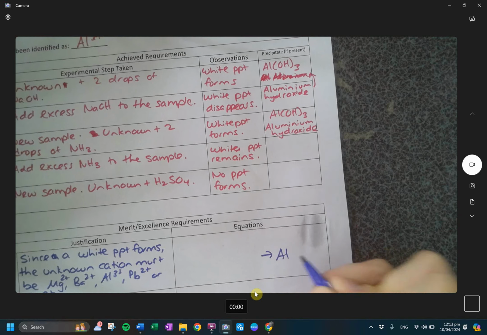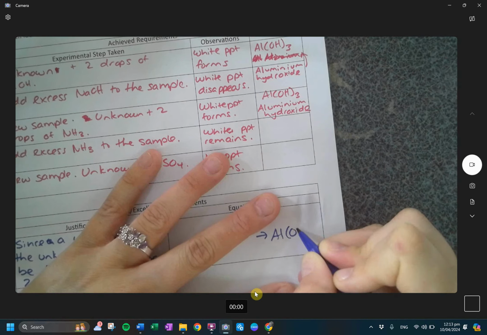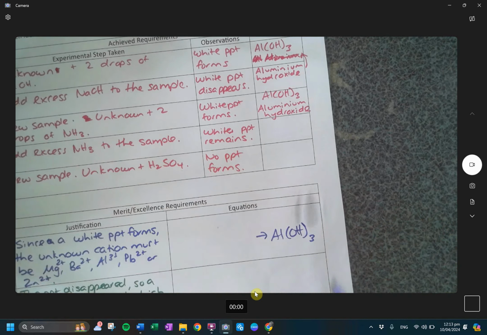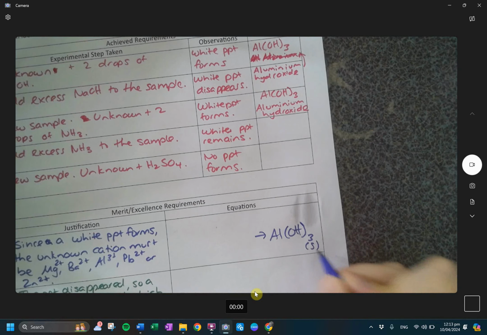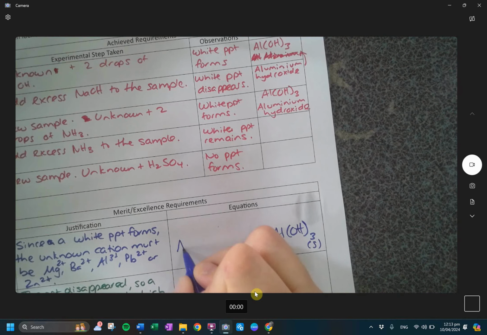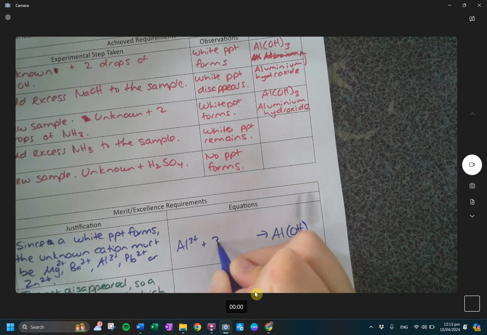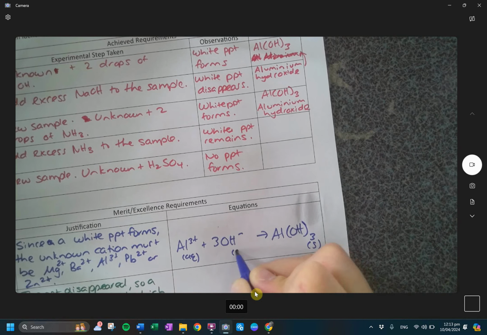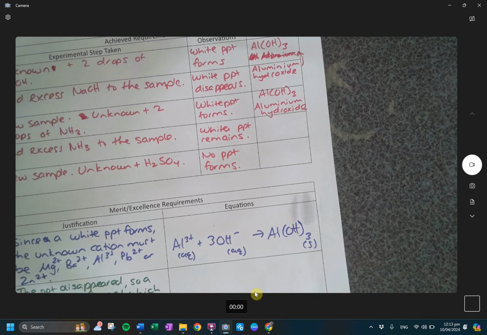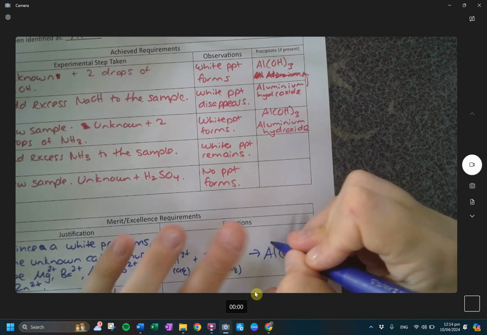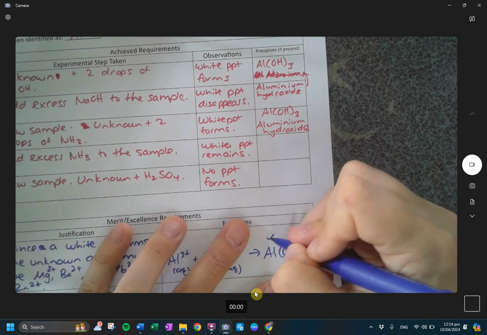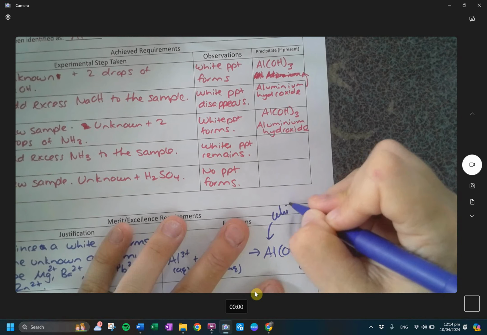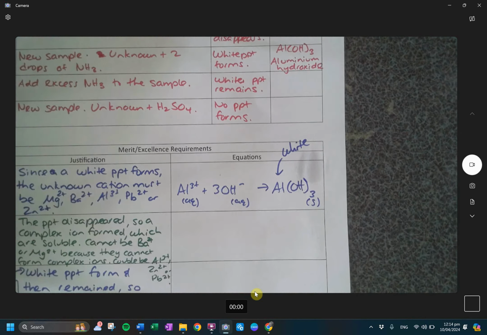All right, we have Al(OH)3. That is your solid. And then backtrack: Al3+ plus 3OH-. These are both aqueous. You don't need to write down the states in the equation, but it does give me another chance in case you make a mistake. And if you want, you could also write down that this is white. Again, it just gives you another chance.